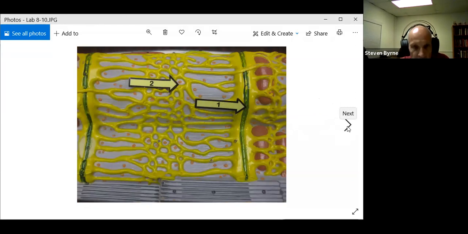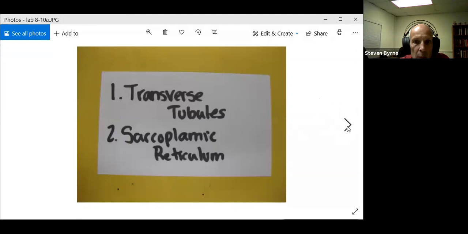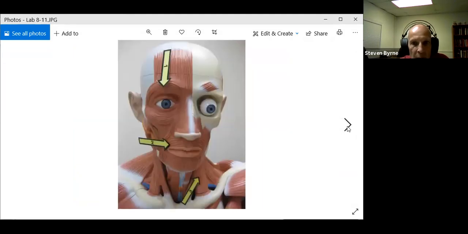Oh, and by the way, I sent everybody a reminder: in 2 weeks, we have test 2. Transverse tubule, sarcoplasmic reticulum. Okay, now we're into the muscles for tonight. You only have like 20 of them, and that's not bad, but you've got to get them down.